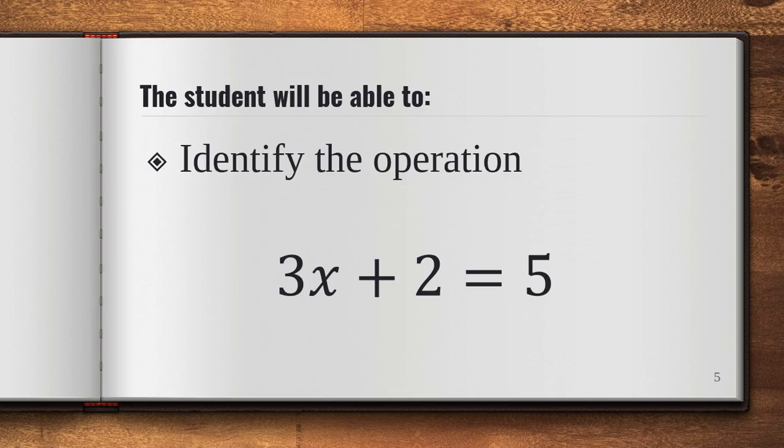Let's move into the objectives for my lesson. The student will be able to identify the operations happening to the variable by observation. So the question I am asking is, can my student look at an equation and state what operations are happening to the variable? For example, they would look at this equation and be able to tell that the x is being multiplied by 3, and then it's adding 2.